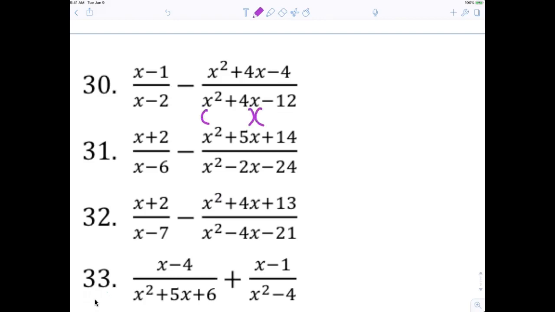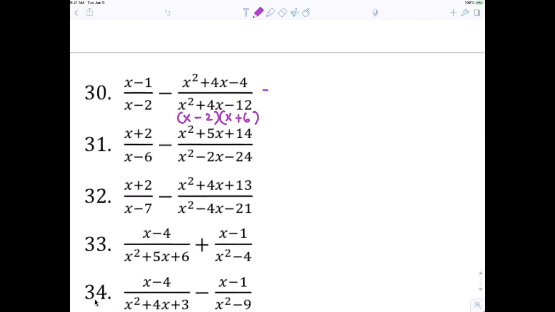I'm listening. X minus 2 and X plus 6. Does everybody see that? Any questions? All right, so now if you paid attention yesterday, this isn't that bad. Somebody tell me what the common denominator would be. X minus 2, X plus 6. That is exactly correct. So the common denominator is X minus 2 times X plus 6.